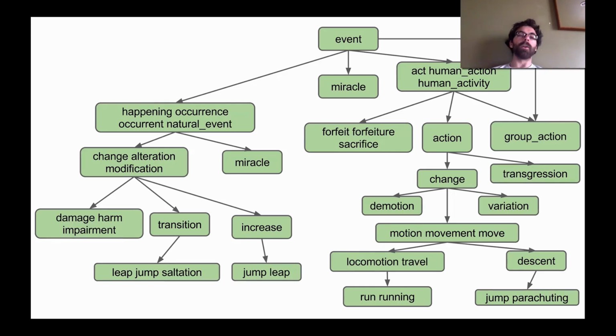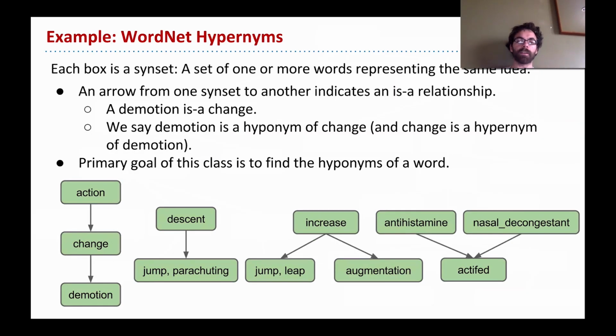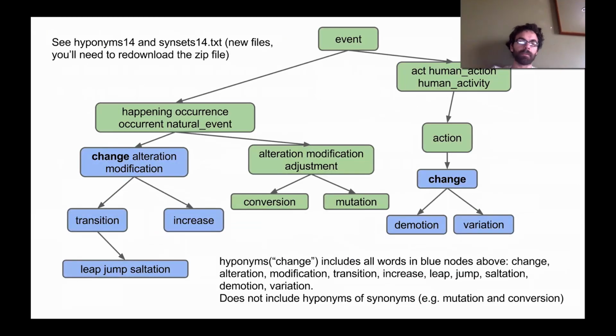All right, so the primary goal of the WordNet class is specifically to be able to find all words that capture a certain idea. This is from some of the data files, Hyponyms 14 and Synsets 14. Suppose we want to know the hyponyms of change. We're saying we want to find all of the words that someone might use to represent the idea of change. Now, of course, the word change itself might represent many ideas. Change here represents the idea of an alteration or a modification, whereas change here is more of, well, I don't know, some kind of action.